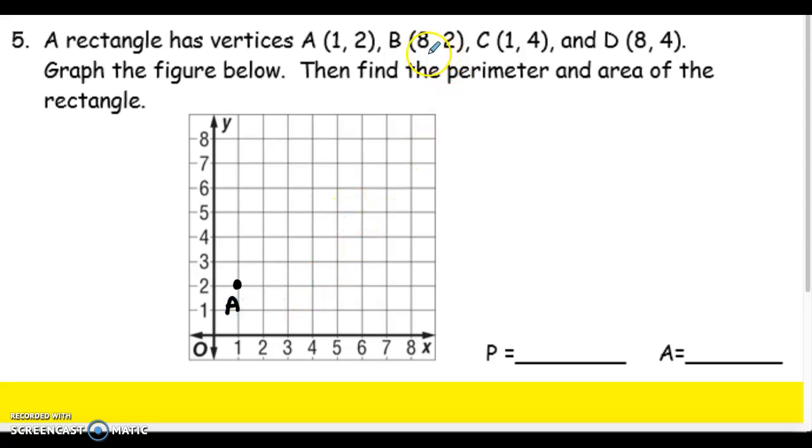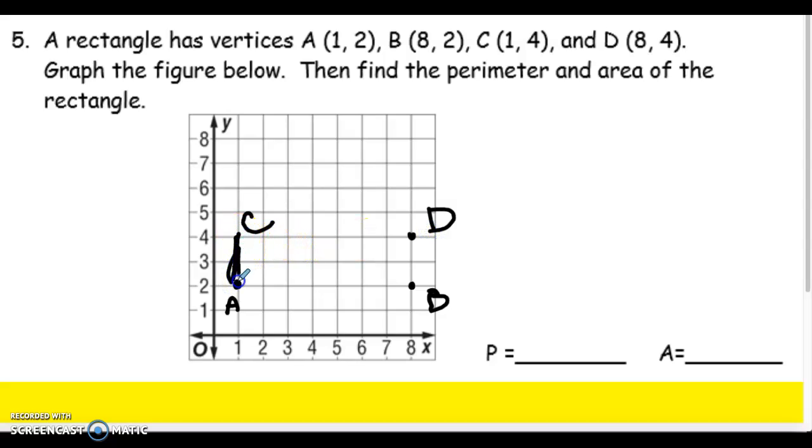B is right 8 up 2. So I'm going to go right 8 up 2, and that's B. Okay. C is right 1 up 4. So that's C. And D is right 8 up 4. So that's D. And then you want to connect those.